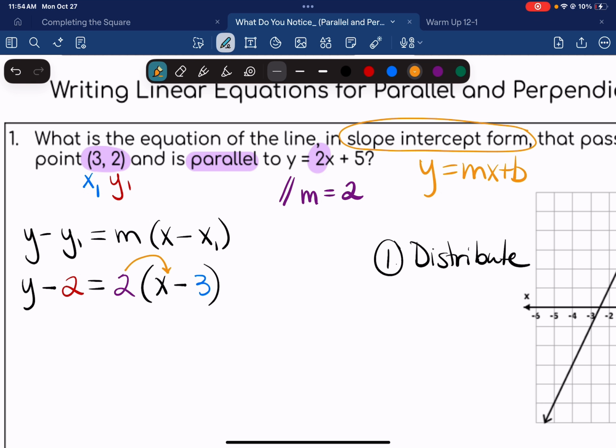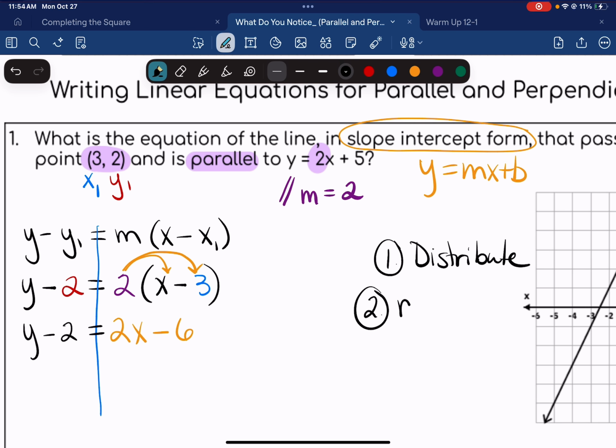2 times x and 2 times this minus 3 over here. So I'm going to go ahead and draw my line. 2 times x gives us 2x. 2 times that minus 3 ends up giving us our minus 6. And we didn't do anything to the left side of our equation, so we'll just bring down our y minus 2. Y minus 2 equals 2x minus 6. So we're almost there, but we want to isolate our y value. We need to get y by itself. So our second step is going to be to move our constant from the left side of our equation to the right side of our equation.